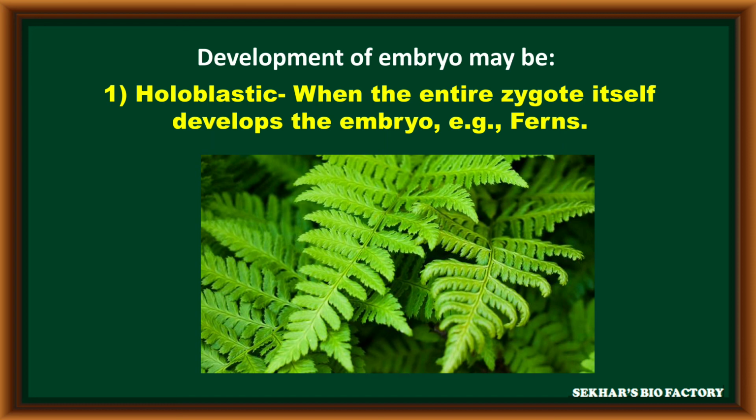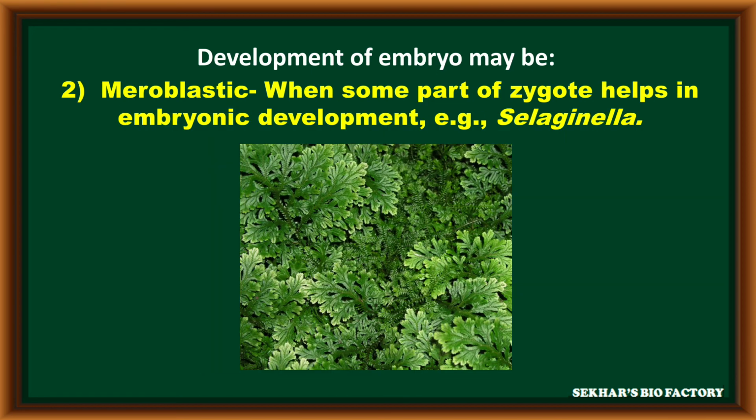One is called the holoblastic method. In this method, the entire zygote itself becomes the embryo. Such development is seen in ferns. The second type is meroblastic development, when only some parts of the zygote help in embryonic development. Such embryo development is seen in Selaginella.